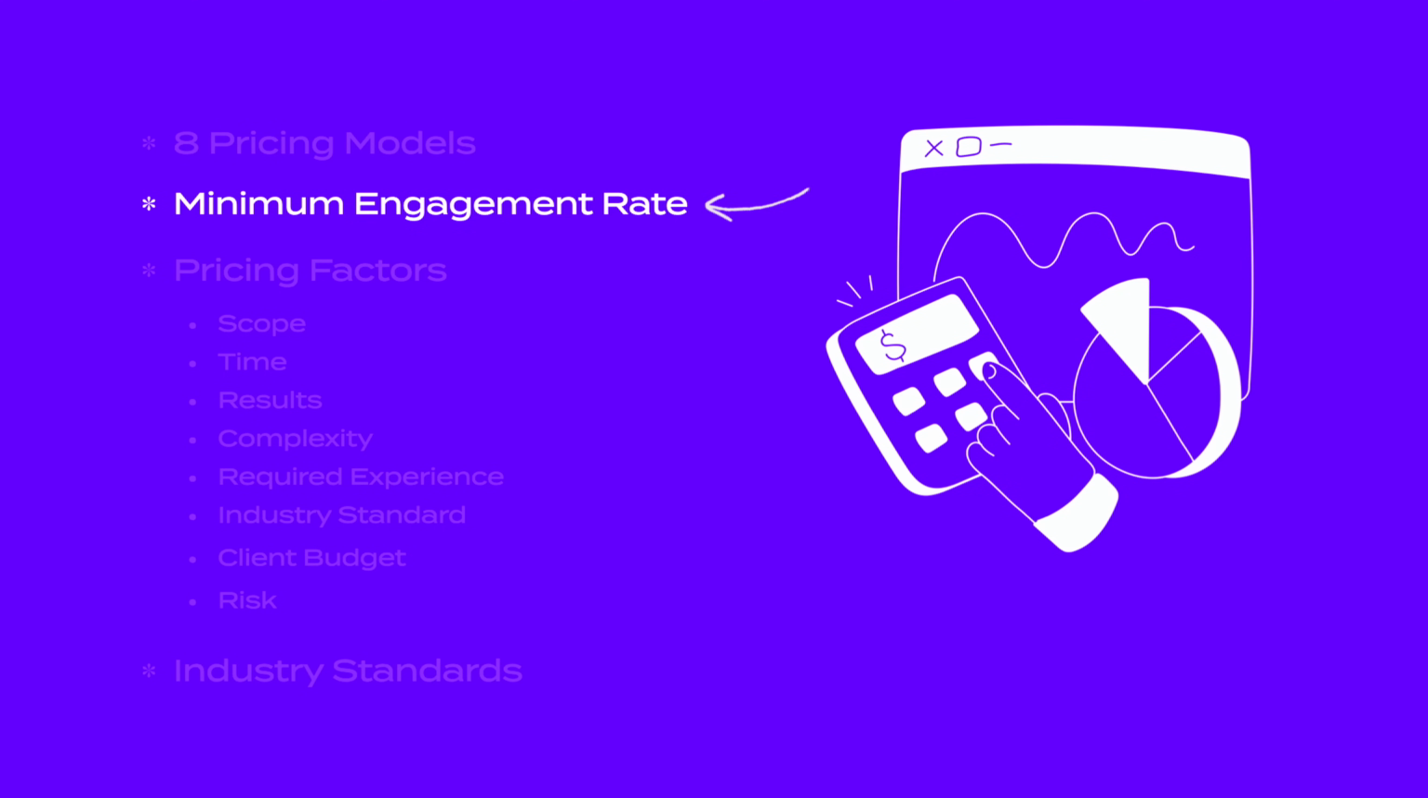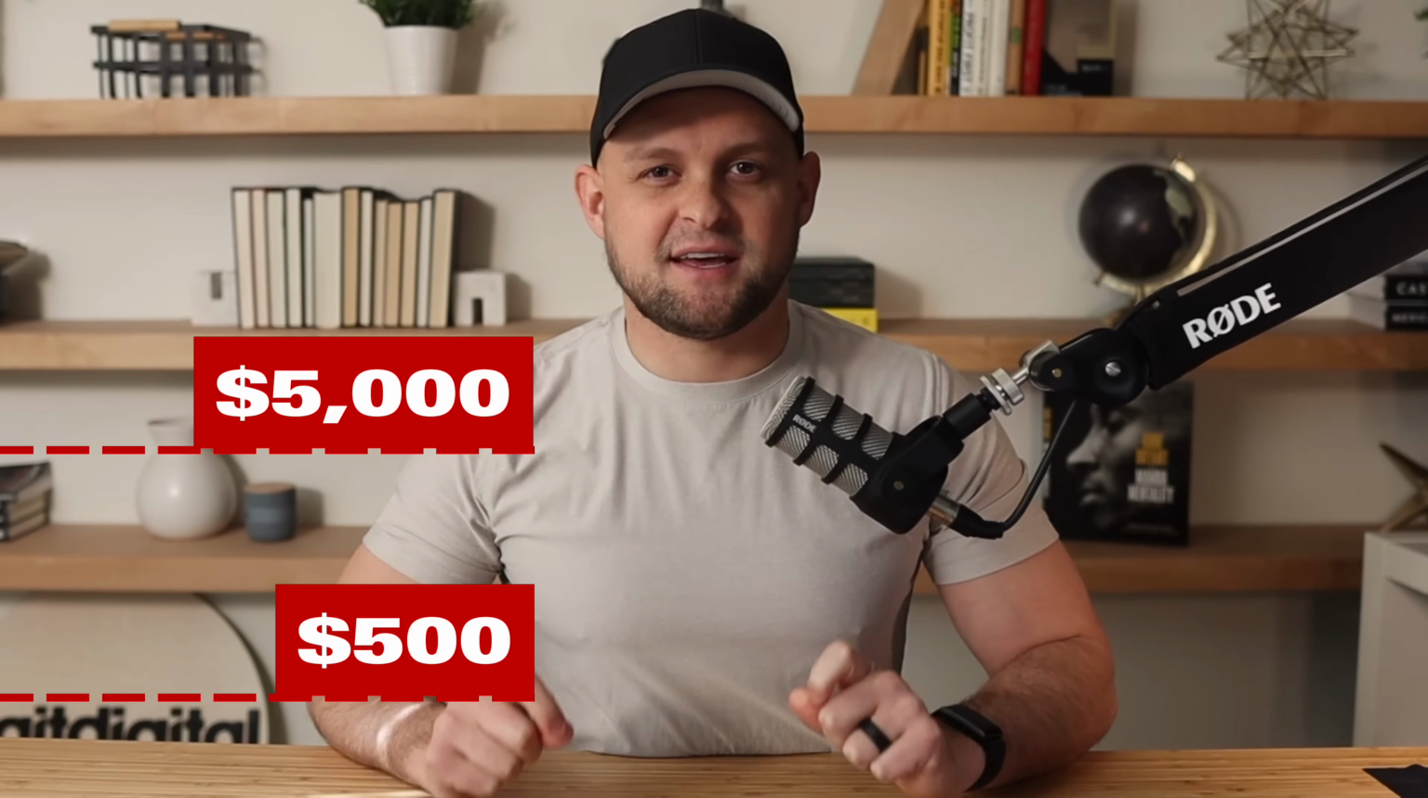Now, the next thing that we need to do is set your minimum engagement rate. And all this is the minimum amount of money that you are willing to work for. So for some of you, this might be $500. For some of you, you might not take projects that are below $5,000. But setting this rate is essential for any freelance designer that's giving bids because this acts as your baseline. So you know going into a call, I will never do a project that's less than, let's just say, $2,000. So that's where you're going to start, and then you're going to work up from there based on the pricing factors that we're going to talk about here in a second.